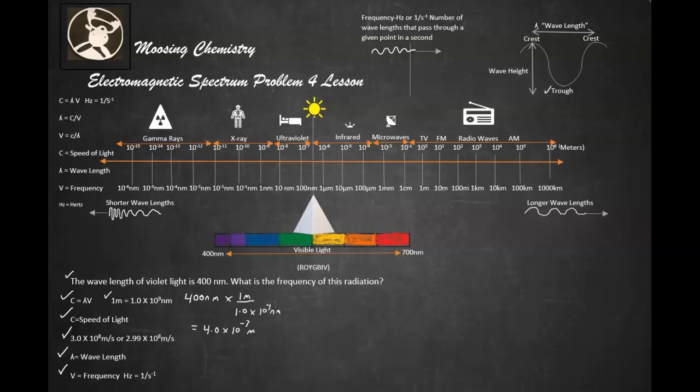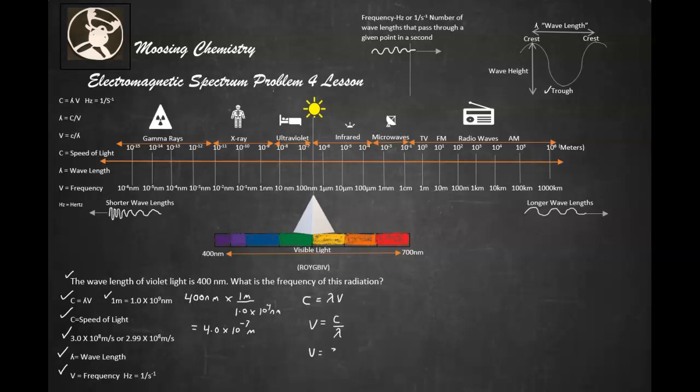So let's go ahead and do this. Remember, we have the formula C equals lambda V. Now we need to isolate for frequency. That's V. So V equals C over lambda. Pretty darn snarly, I would say. So let's go ahead and plug in our information.